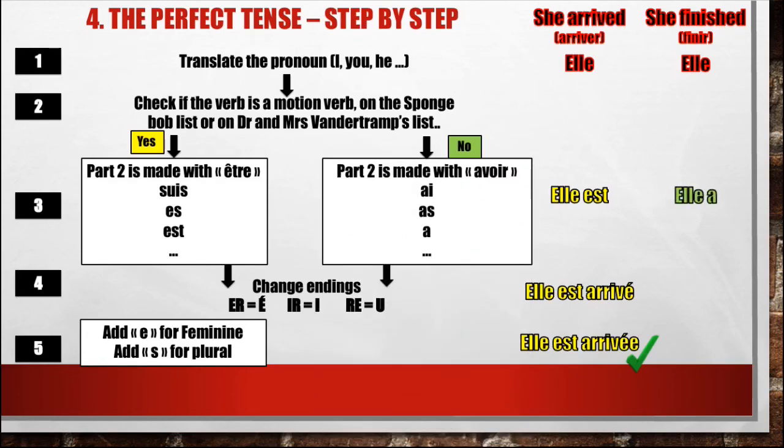So we'll be using avoir as part number 2, which means that elle is followed by a. Elle a. In the same way we look at part number 3, which is ir in the case of finir, so the ir becomes I. And because it's not on any of the lists, we just leave it at that, nothing else is needed.